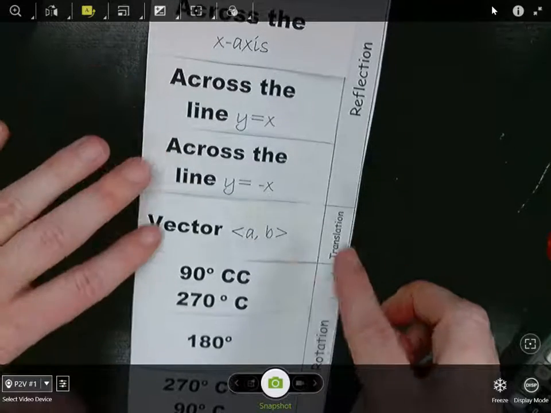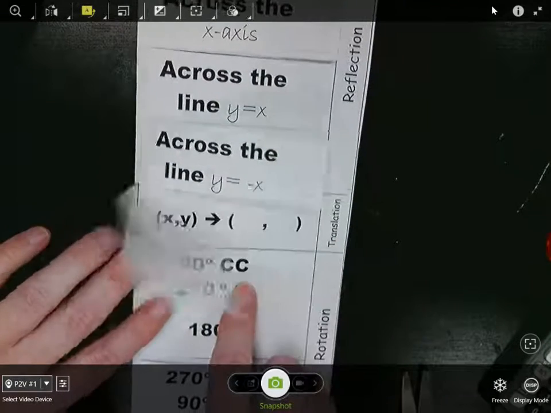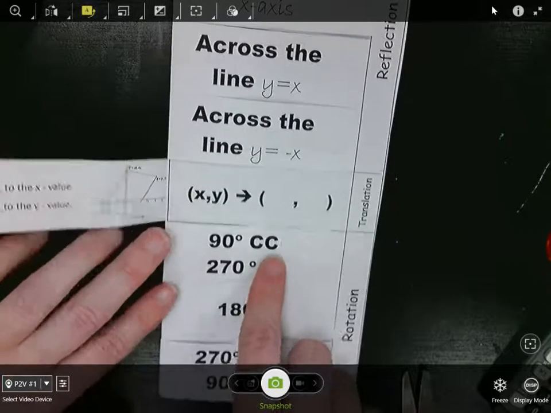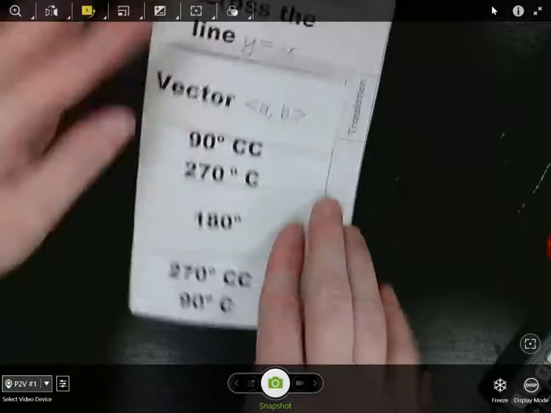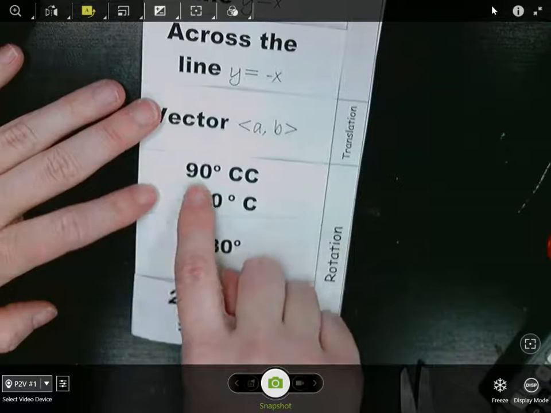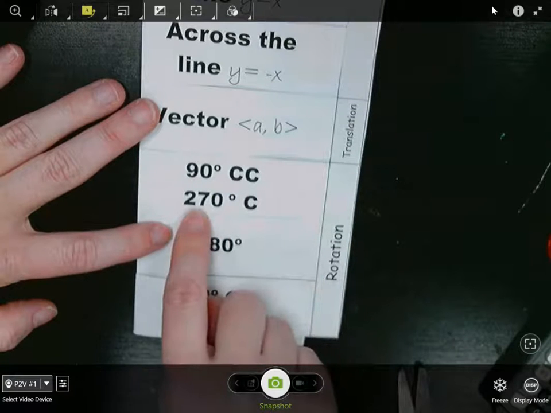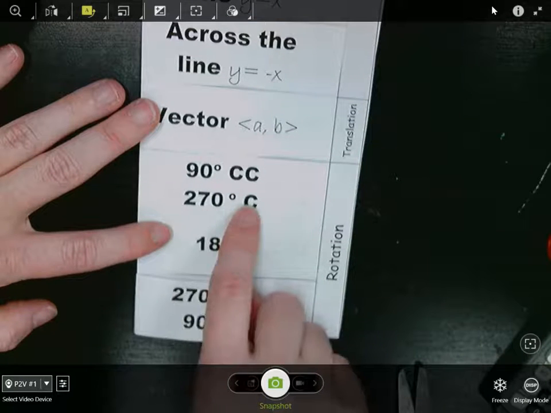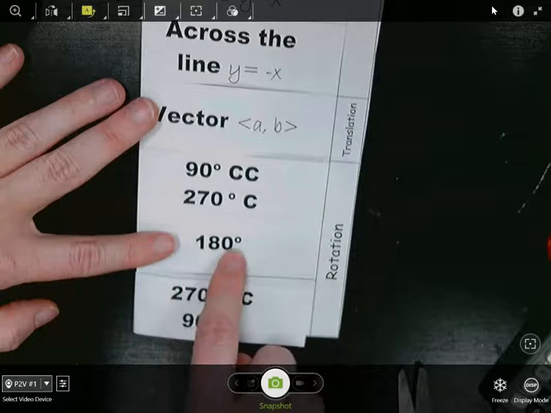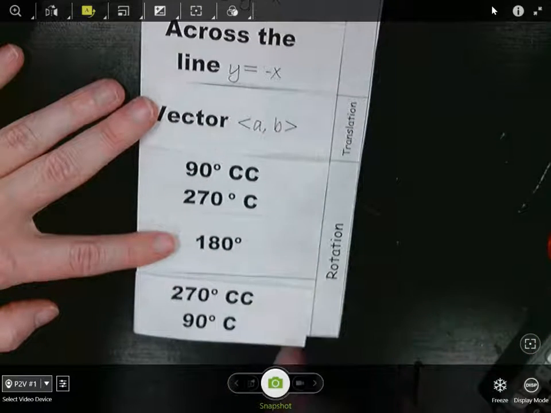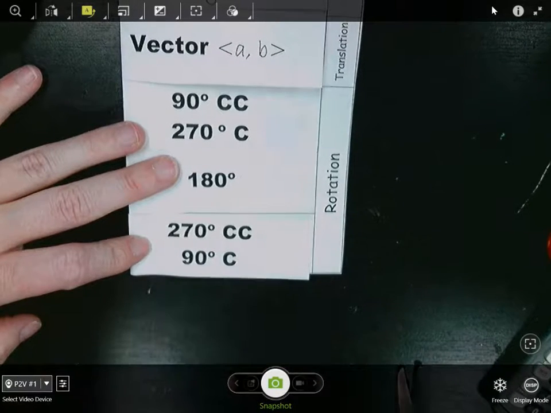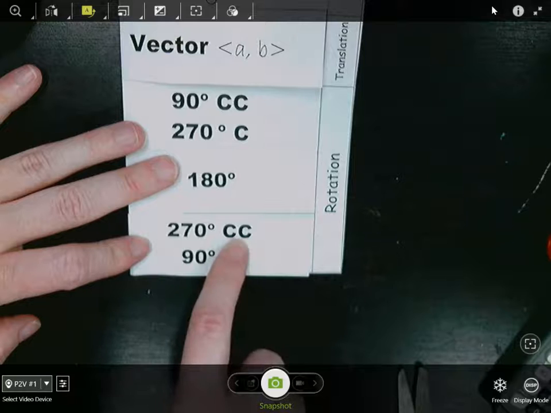And then you have a vector AB translation. Remember, that's from section 5.1. And then you have rotations. Now, remember I said we were only going to do counterclockwise? So this means 90 degrees counterclockwise, and it's the same thing as 270 degrees clockwise. So you can just view this as 90 degrees counterclockwise. And then you have 180 counterclockwise, which would be the same for both. And then you have 270 counterclockwise, which really is the same as 90 clockwise, but we only talk about counterclockwise.